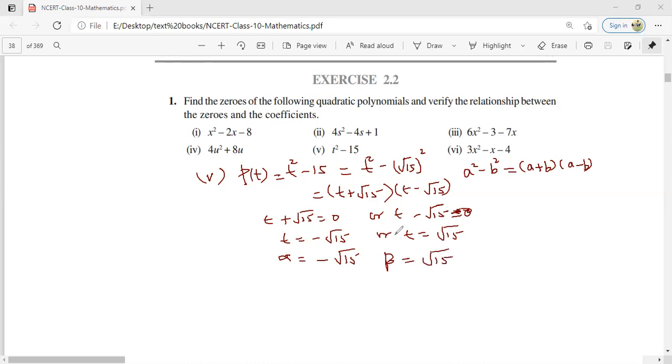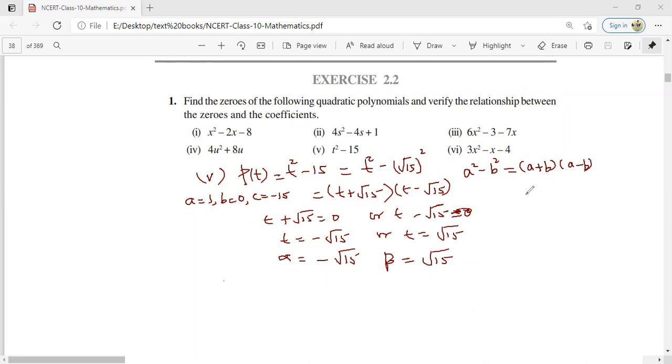These are the zeros. And a, b, c also you should write in the starting. You can write a is equal to 1, and t is not there, so b is equal to 0 and c is equal to minus 15. Just remember the sign, don't forget the sign. So now these are the zeros, and you can write the zeros here.